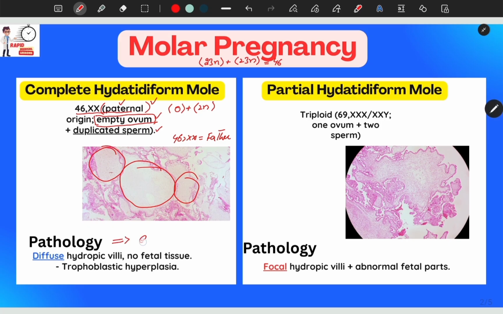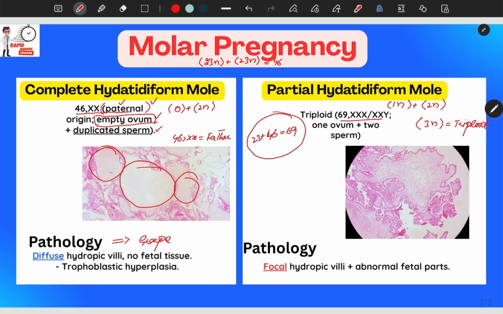Now let's have a look at a partial mole. In partial hydatidiform mole, a normal egg is fertilized by two sperms. A normal egg has one set of chromosomes, 1N, and it is fertilized by two sperms, 2N. In the egg, 23 chromosomes were present, and in the two sperms, a total of 46 chromosomes were present. So, after fertilization, it will create a triploid condition, 3N. In 3N, you all know that there are 69 chromosomes. It can have a karyotype of 69 XXX, 69 XXY, or 69 XYY.